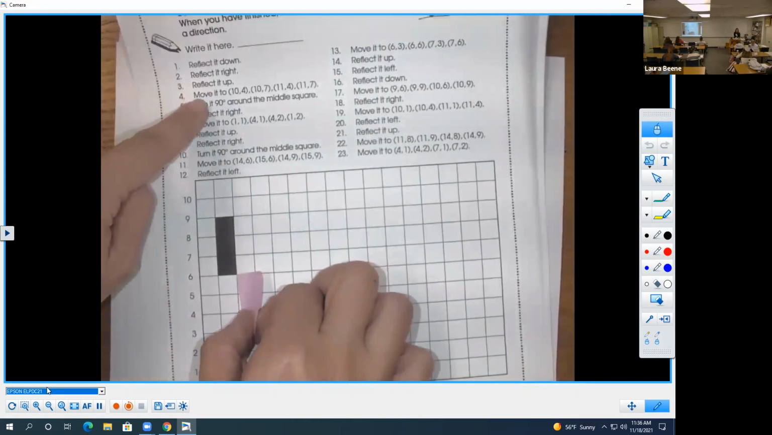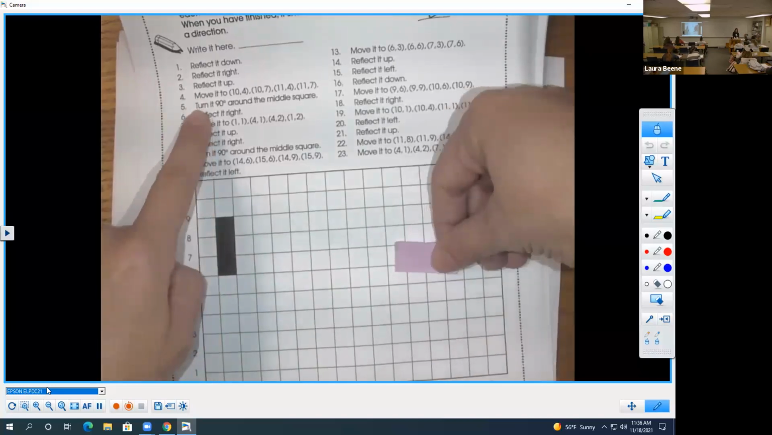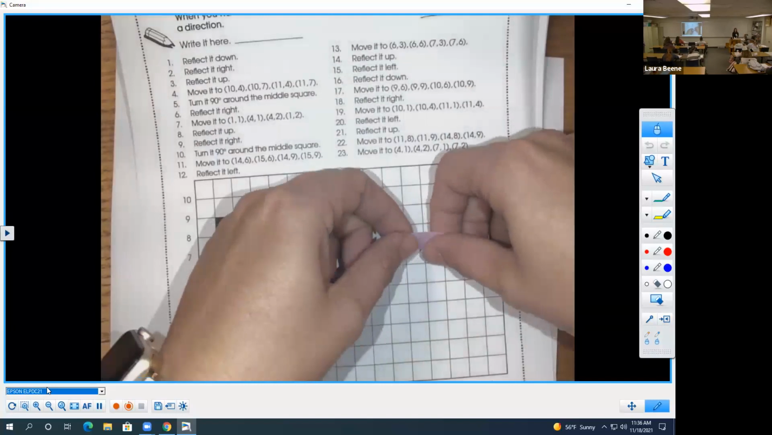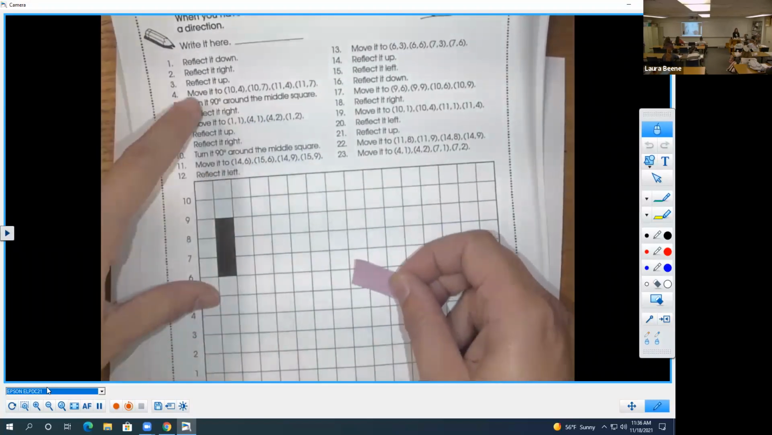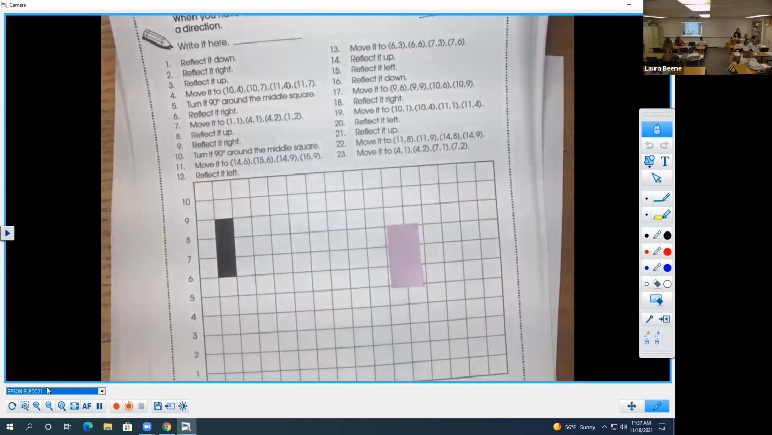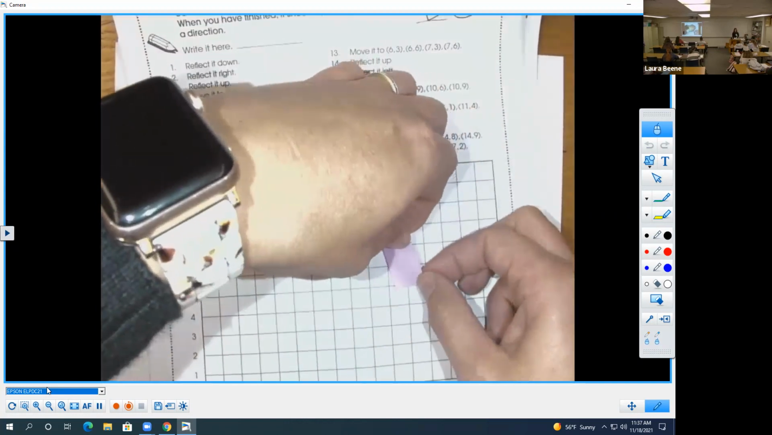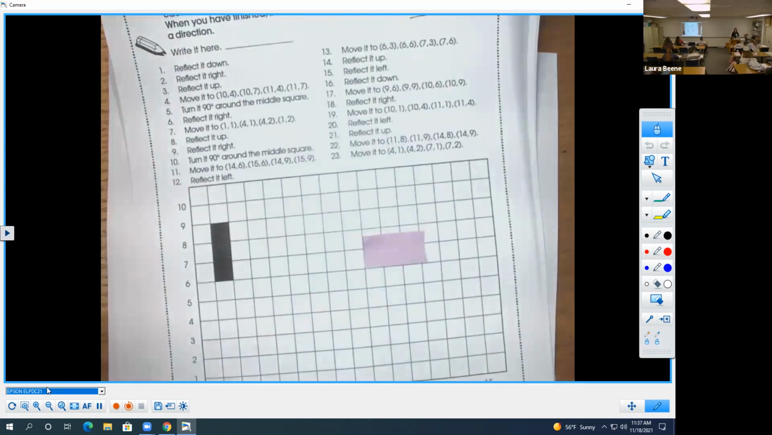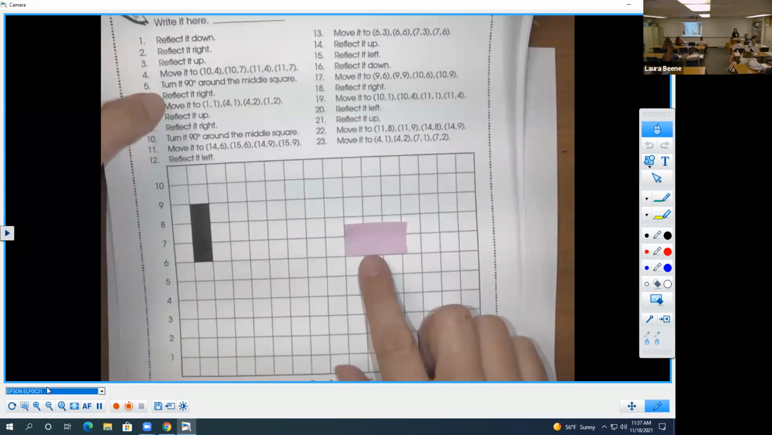And then it'll tell you to move to a different place and then turn it 90 degrees, reflect it right. Oh, that's where I messed up. I messed up at the end. I had one part that wasn't right. When it says move it over here, let's pretend it said move it right here. And it says turn it 90 degrees around the middle square. That turns it like that. Do you agree? Around the middle square, it says keep the middle square, just turn it. When it says reflect it right, which way are you reflecting it?